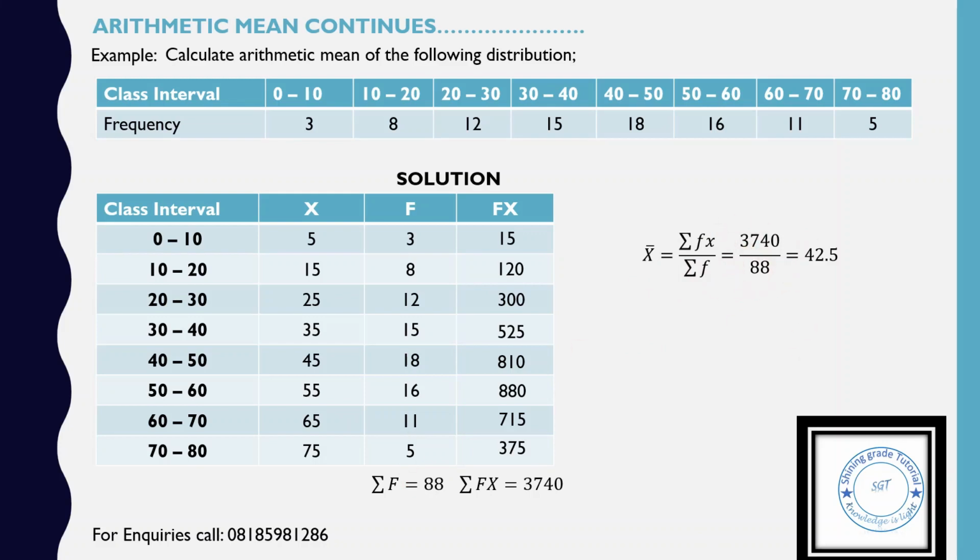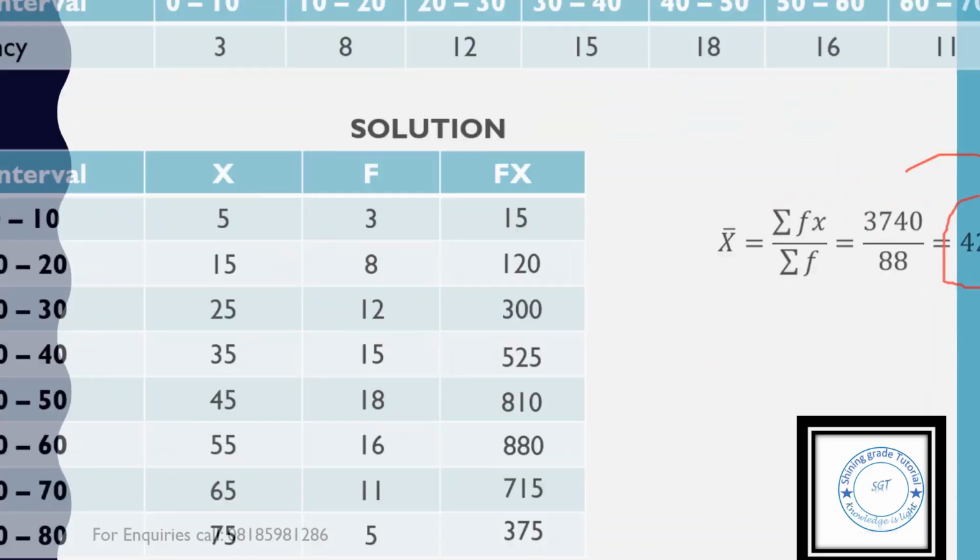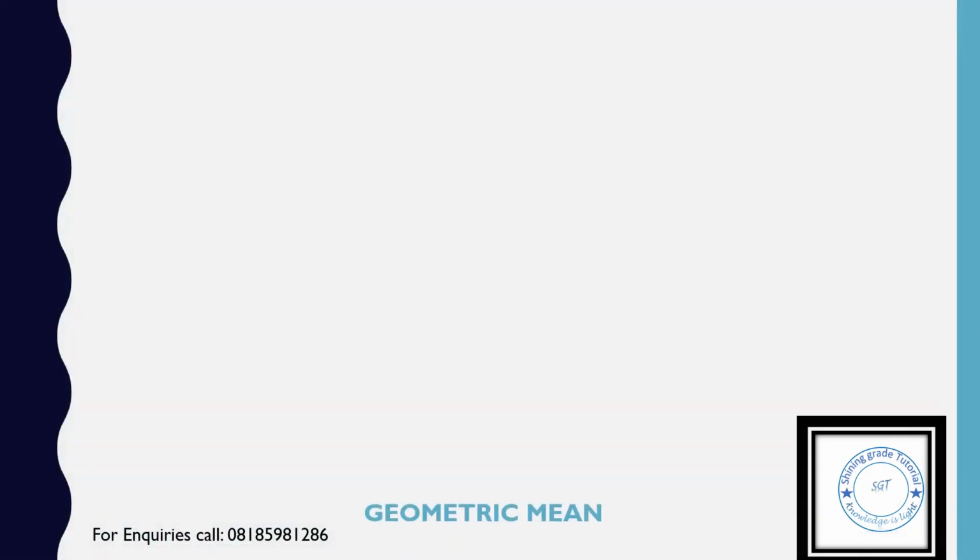So this we have here is simply the arithmetic mean, the average, our expected value. Let's move to another section of the class, which is on geometric mean.